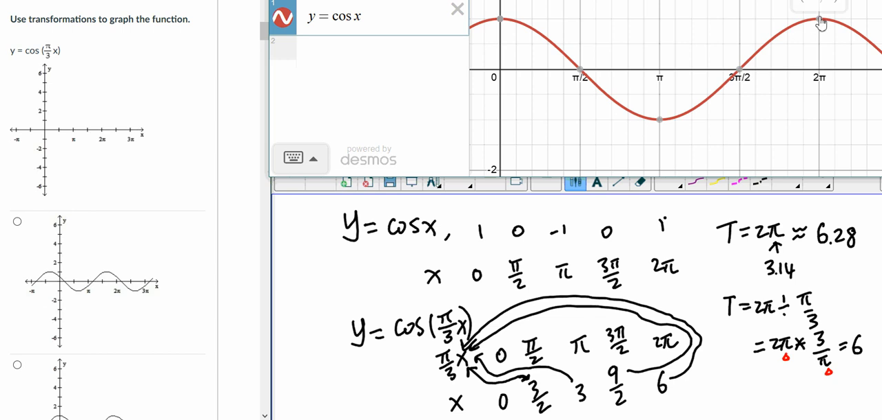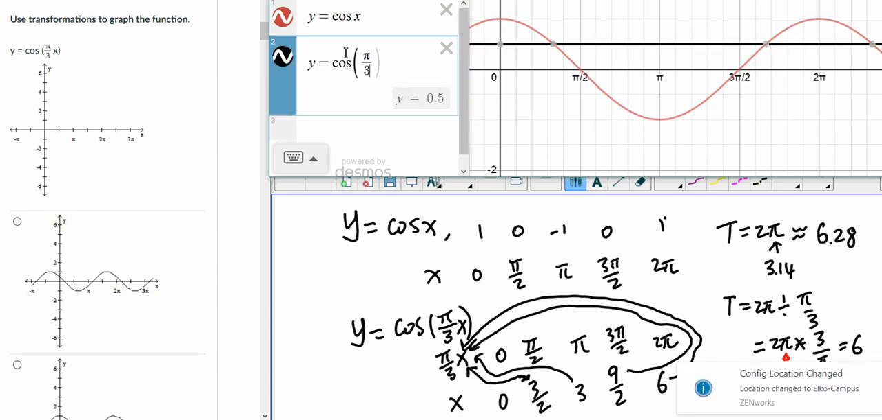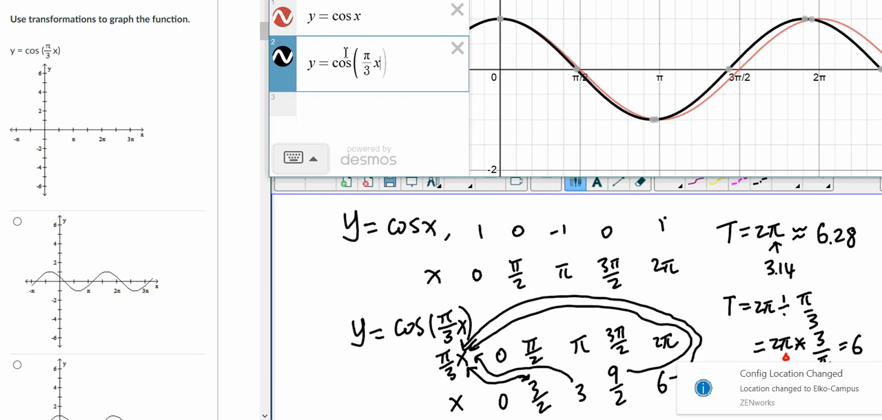For the highest point here, rather than 6.28, 1 positive, you have 6, slightly less than 6.28, you have 1. So the graphs are quite close for this one. If you want to draw it here, it would be cosine of pi over 3 times x. That will be the picture for the black one. So they are quite close in this way.